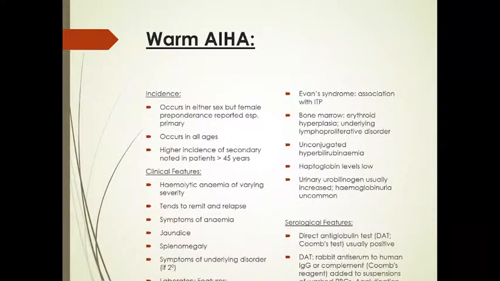It occurs in either sex, but there's a female preponderance, yeah? Especially in the primary AIHAs, where you can find an underlying cause. It can occur in all ages, but you get a higher incidence in secondary in patients over 45. But if you look at the disease profile of causes of secondary warm AIHAs, like the lymphomas, those are patients who would generally be in that older age group. So it makes sense, yeah?